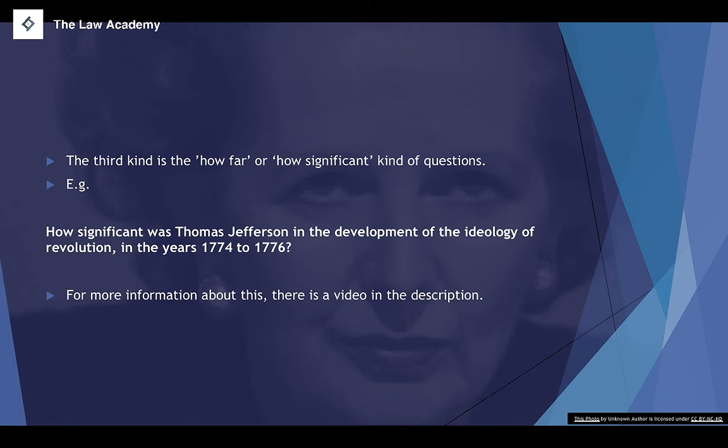For more information about how to answer the essay questions specifically, looking at the mark schemes and looking at the kinds of objectives that you need to be hitting in order to get the top grades, there's a video linked on the screen and in the description below.